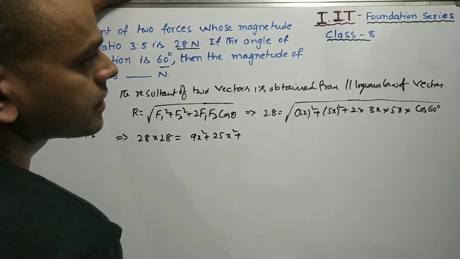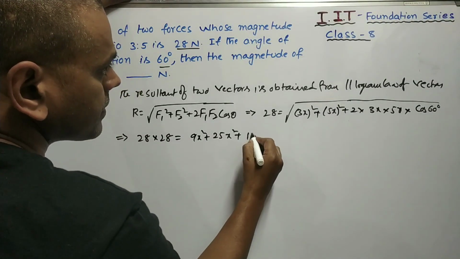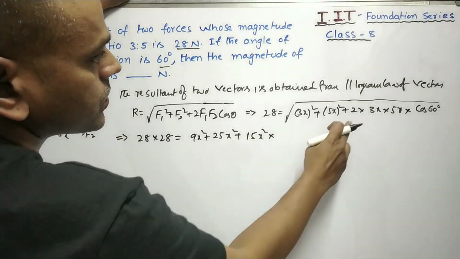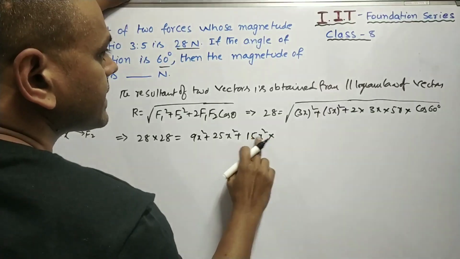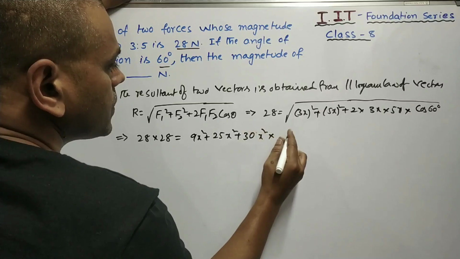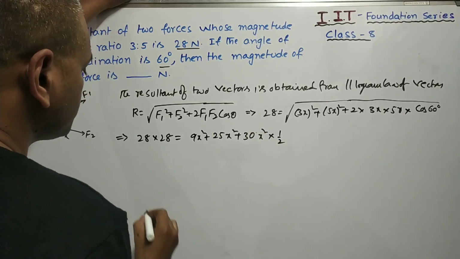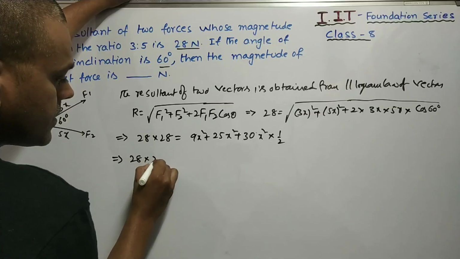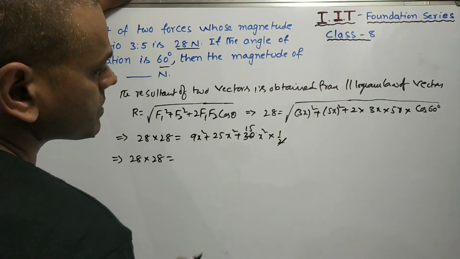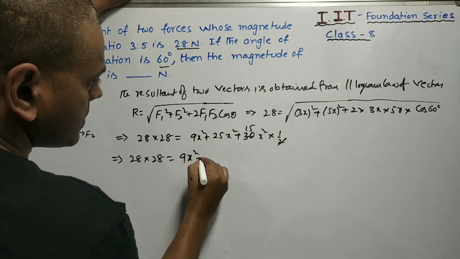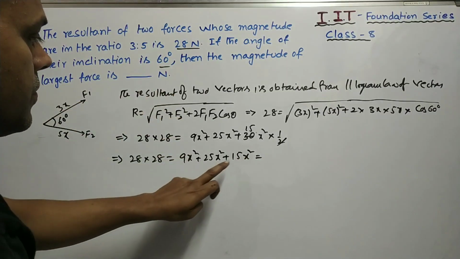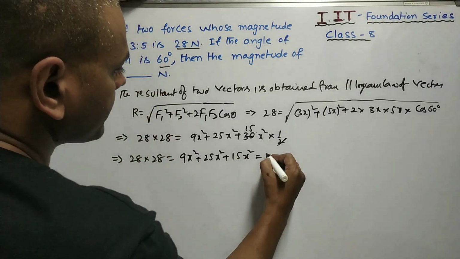3 5s are 15, 15x square into cos 60. Cos what? 2 3s are 6, 6 5s are 30, that is 2ab. That means 30x square into cos 60, which is 1 by 2. That implies 28 into 28 is equal to 9x square plus 25x square plus 15x square. What is its value? 9 plus 25 plus 15 is 49.